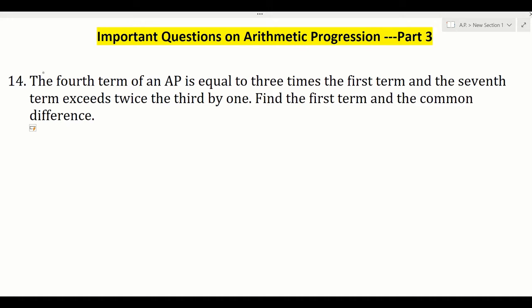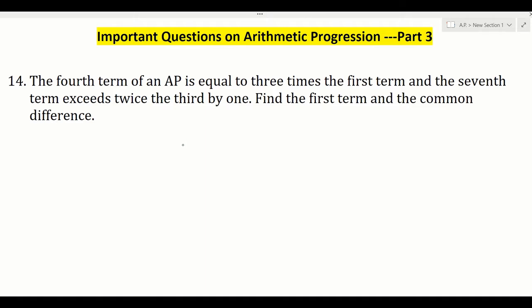So question number 14. The fourth term of an AP is equal to 3 times the first term and the seventh term exceeds twice the third by 1. Find the first term and the common difference. So in this question as well, let the first term be A and the common difference be D.